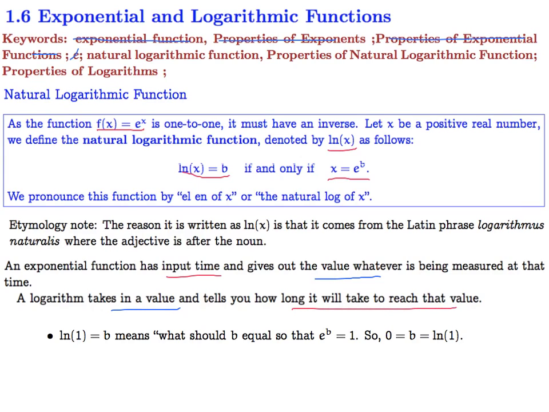So as a quick example, what this means is that natural log of 1 equals b. Well, we don't know what b is, but it's asking the question, what should b equal so that e to the b is equal to 1? What exponent do I use in e to the b equals 1 to make this true? And so b has to be 0. So that means the natural log of 1 has to equal 0.